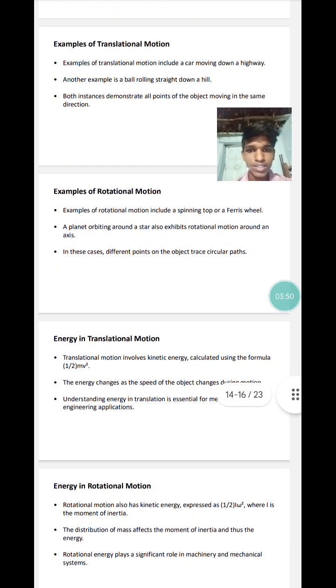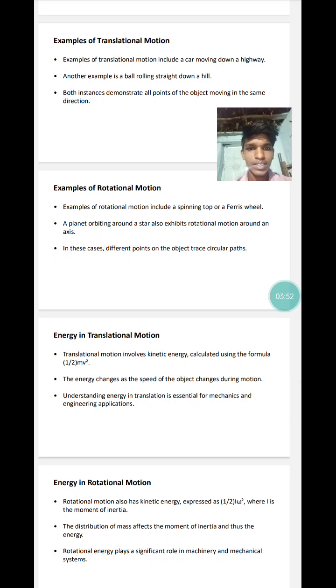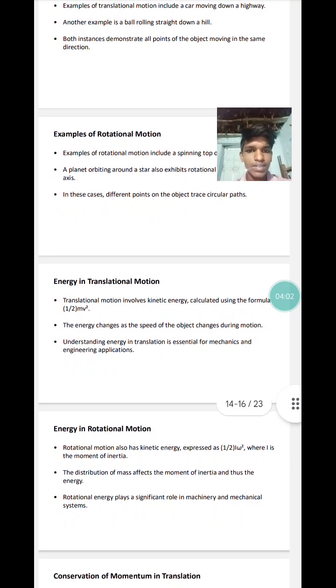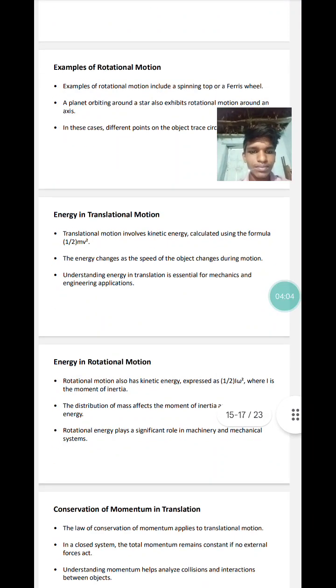Examples of rotational motion. Examples of rotational motion include a spinning top or a Ferris wheel. A planet orbiting around a star also exhibits rotational motion around an axis. In these cases, different points move in circular paths.